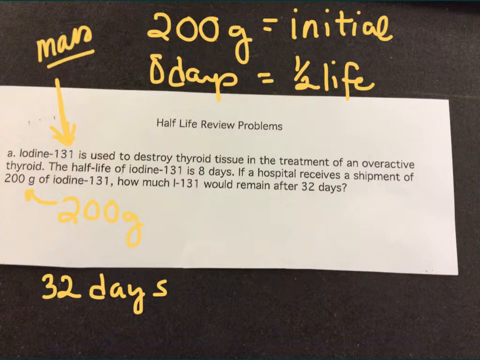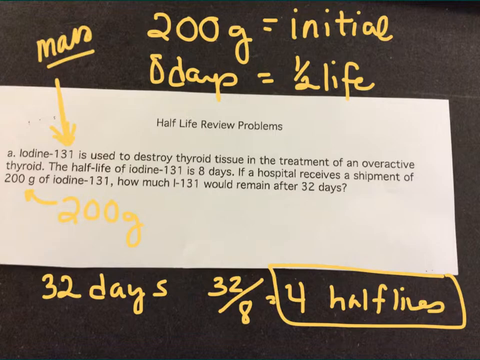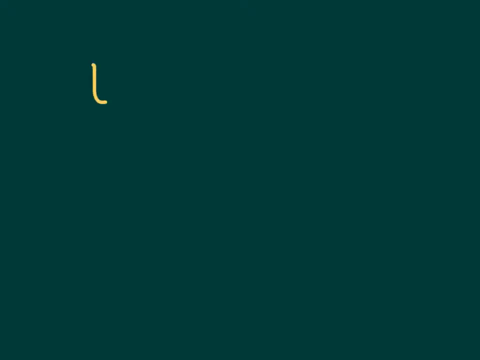8 days is a half-life. How many half-lives have passed? How do you know? So 4 half-lives have passed. Then all I have to do to finish solving is use this.